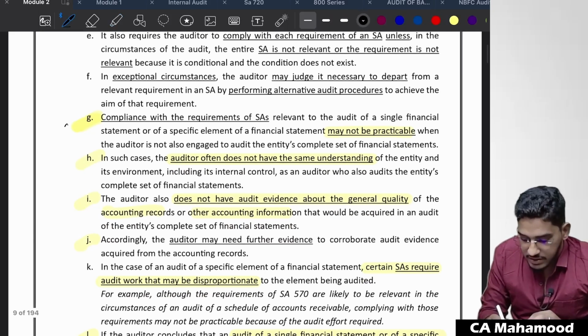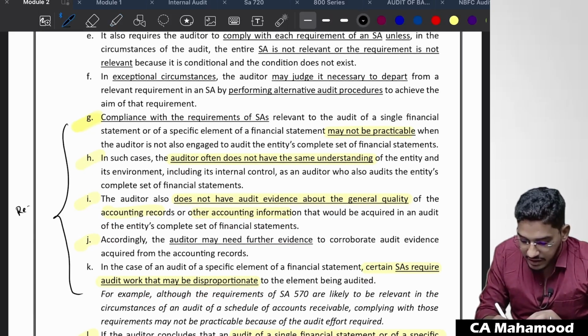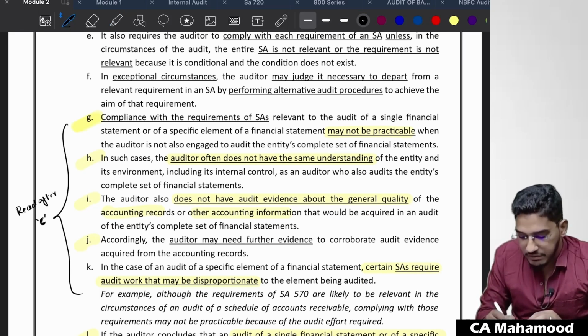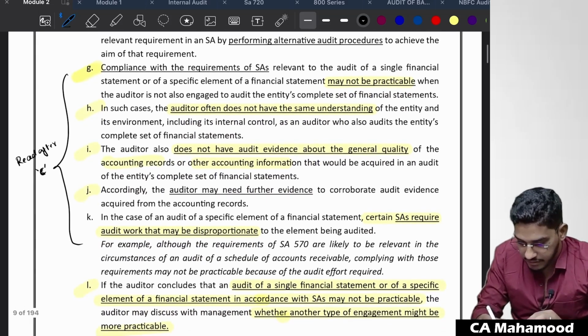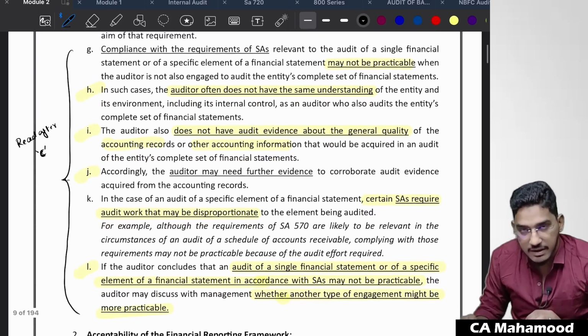These are the factors you will consider to determine whether it is practicable or not. These factors you have to consider. So I'm writing it here. Read after point C. The study material, they did not give it in a proper order, so I'm telling it here. Read after point C. Not till here, everything. You also better write in your material. So this complete thing you need to read immediately after C.